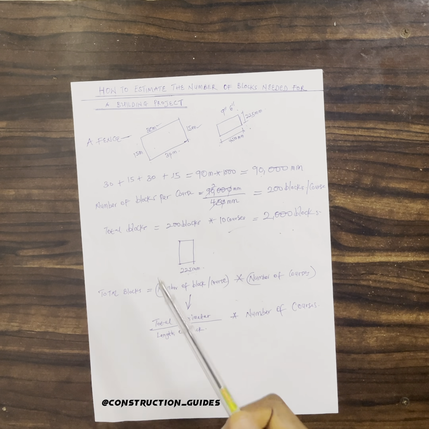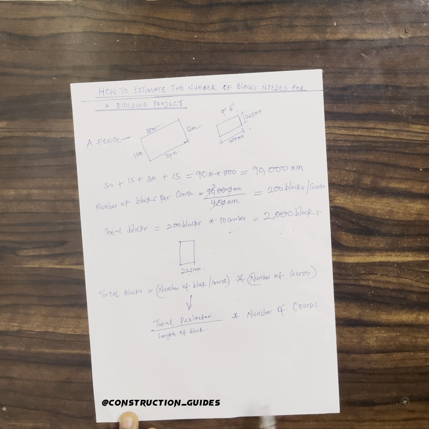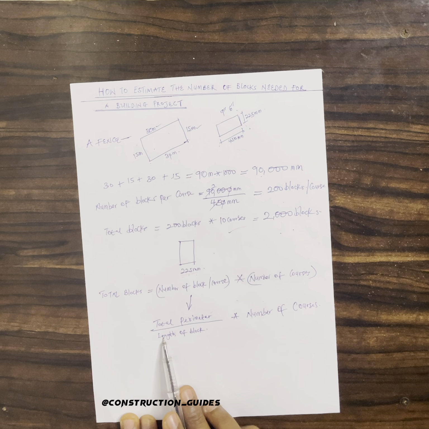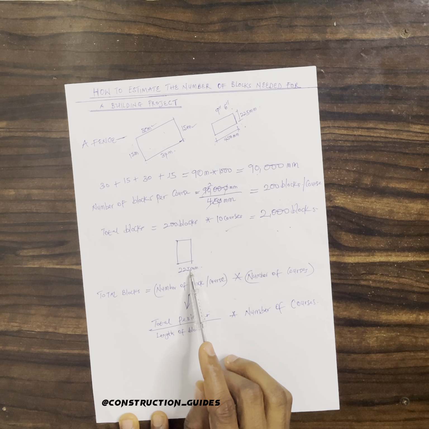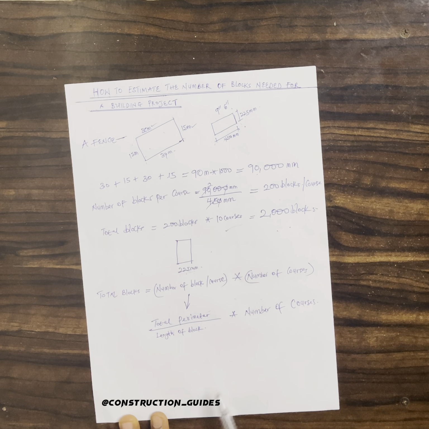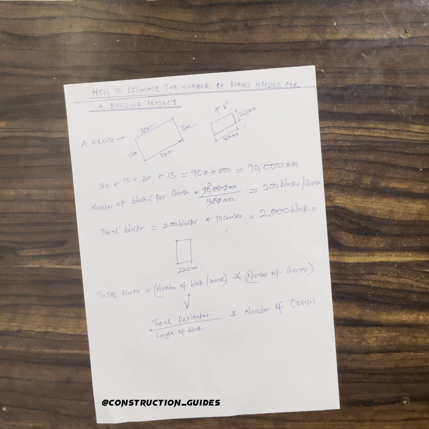Then if what you're doing is not a fence, if you're doing a building project, it's still the same thing. You just have to calculate the length of the walls, of different walls in the building, according to your plan. You just have to add up all of them. That will form your total perimeter. Then you divide by the length of one block, depending if you're using it this way or that way. Then you multiply it by the total number of courses for the project. So this is how you estimate the blocks you need for a project.